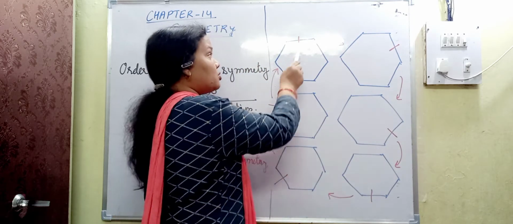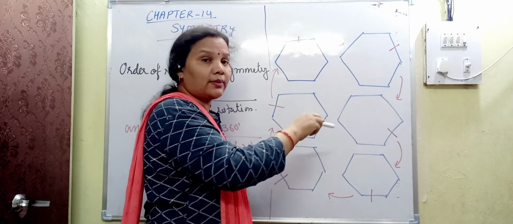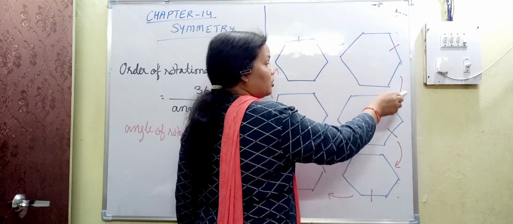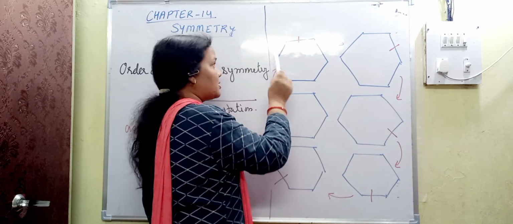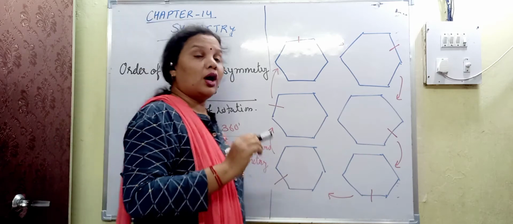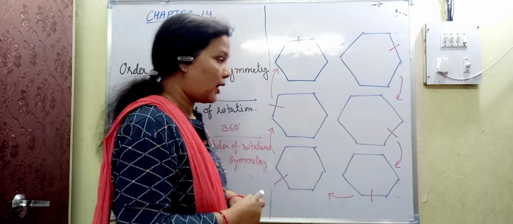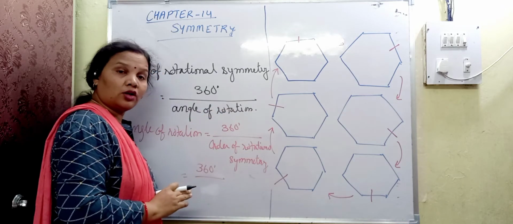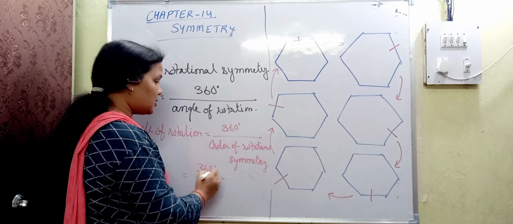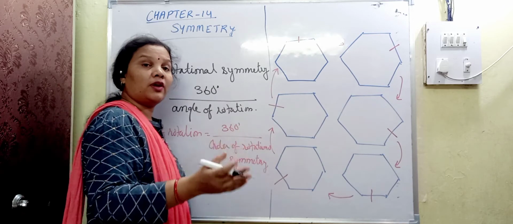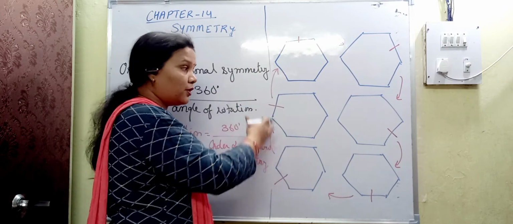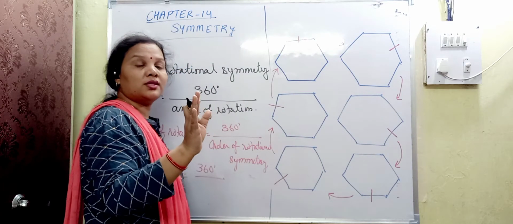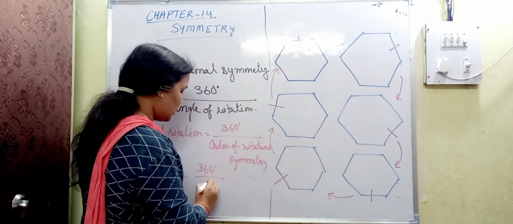So to reach its original position, how many times do I have to rotate this figure? You can see how many times I have rotated it: 1, 2, 3, 4, 5, 6, and 6 times. Okay, so how would you find the angle of rotation? The angle of rotation is 360 degrees divided by the order of rotational symmetry. So here, how many times am I going to get the same type of figure? You can see that here I am getting the same figure 6 times, having the same size. Here it is 6.